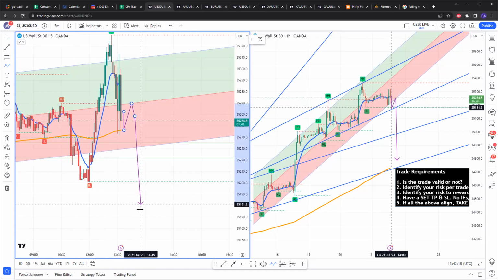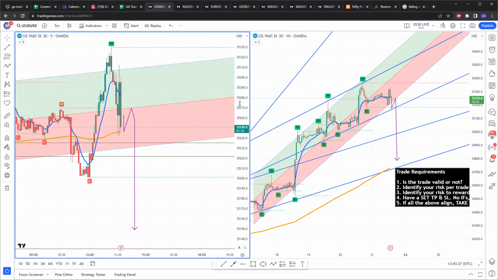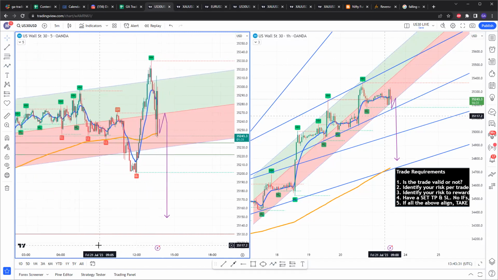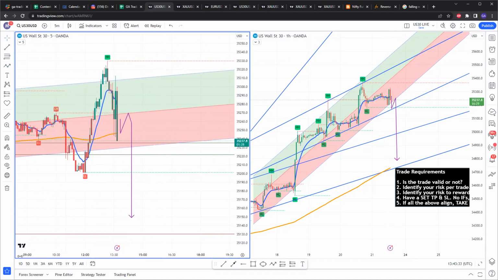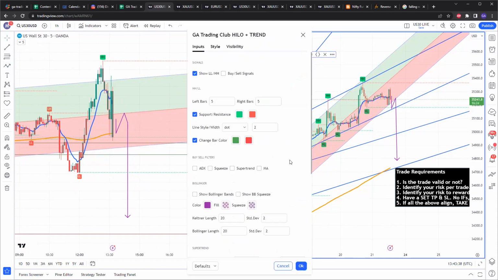At that point, possibly look for an entry to the downside. I'm already in a sell for US 30, but I want to see if I can catch a sell here based off of this. So I'll just go ahead and turn this off for now.